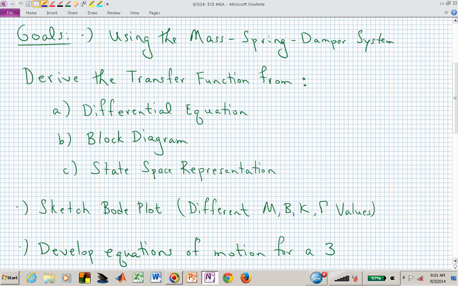We may have it in a block diagram form. We might have it in a state space representation. All of those are modeling the same system, and we want to actually show that we can obtain the transfer function from all 3 starting locations. And that's what we'll work through today.